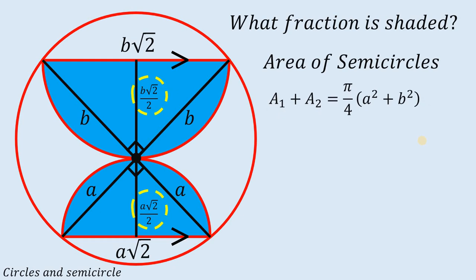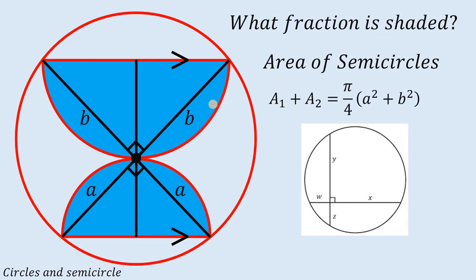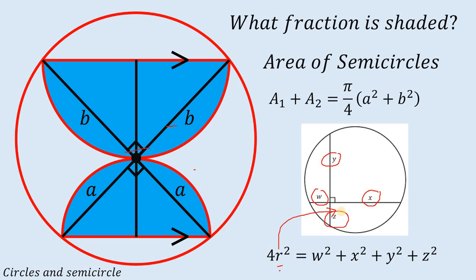Alright, so now our goal is to find the area of the whole circle. To do that, let's disregard all of the unnecessary lengths. So we have here A, B, and B. Now, to find the radius of this circle, we will use one theorem. If we have two perpendicular chords, given this figure, we can say that 4r squared, where r is the radius of this circle, must be equal to w squared plus x squared plus y squared plus z squared.